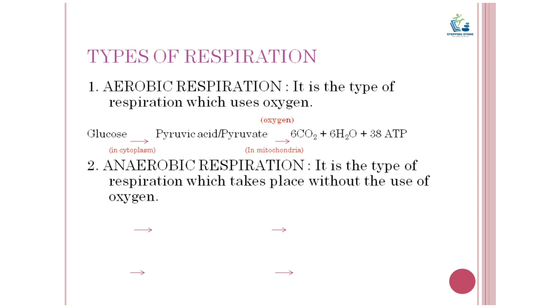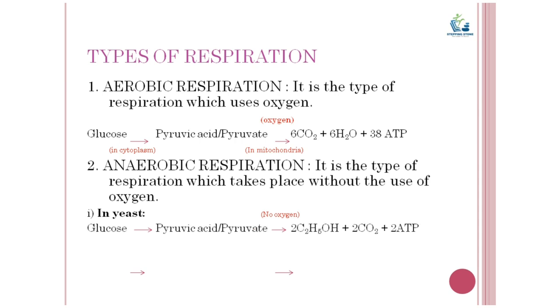Anaerobic respiration is the type of respiration which takes place without the use of oxygen. The microscopic organisms like yeast and some bacteria obtain energy by anaerobic respiration, which is also called fermentation. So the breaking down of glucose or food during anaerobic respiration carried out by yeast can be represented as follows. So here you can see glucose finally breaks down to produce 2 ATP molecules.